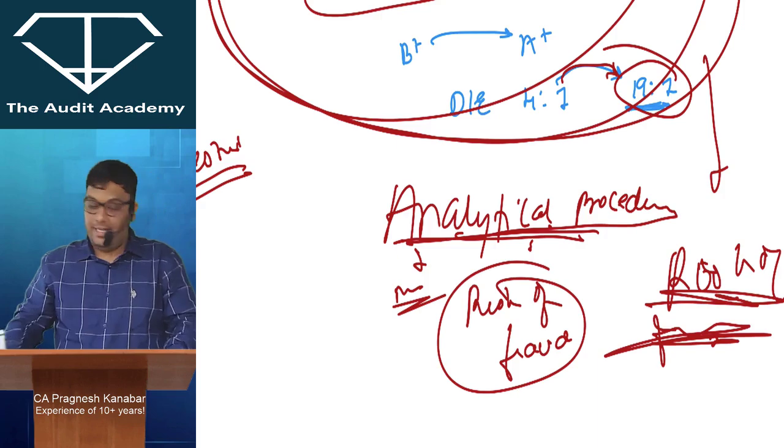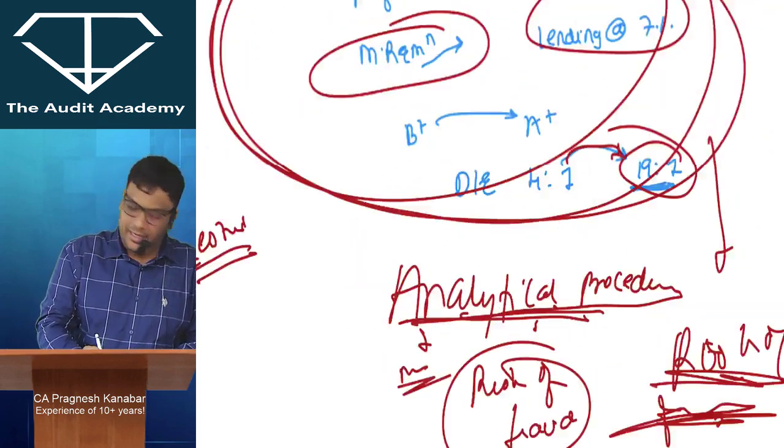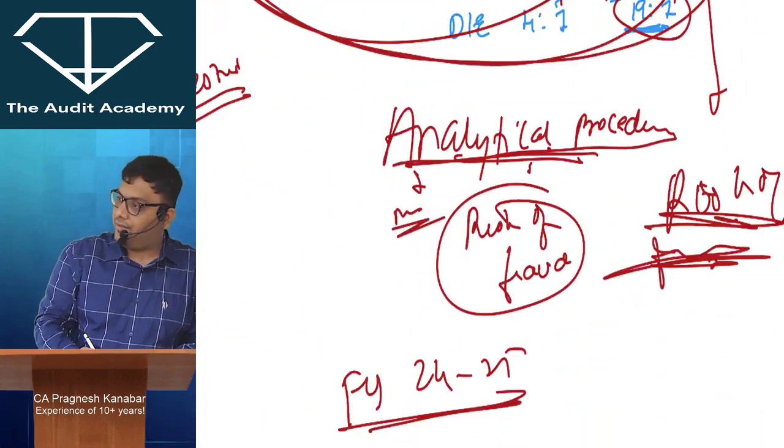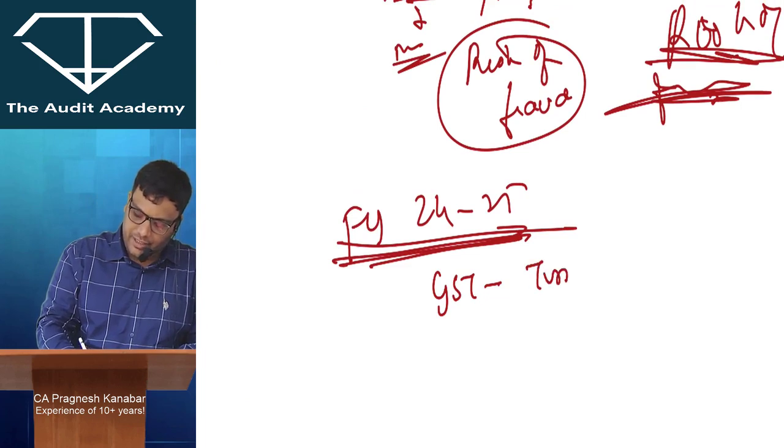Alright. Let us say when I start auditing financial year 24-25, let us say this was the trend of the last 5 years. When I start auditing financial year 24-25, let us say I am checking GST versus turnover. What was the GST of the last month?